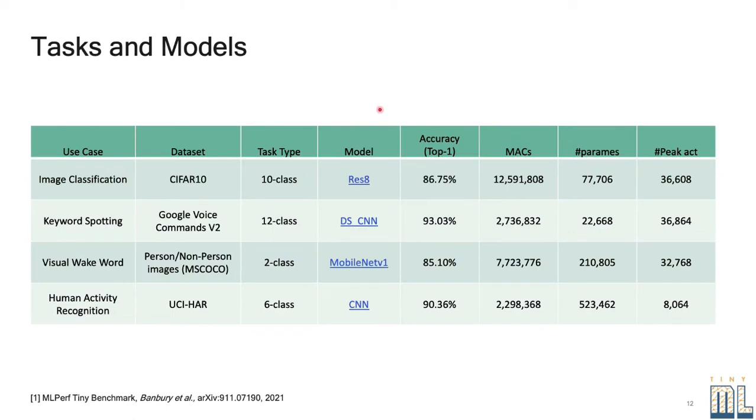We select a variety of tinyML models for different use cases to do the benchmark. They are mostly compact models performing classification tasks. We train the model based on the recommended setting to achieve comparable accuracy for each model. The top one accuracy and other statistics of the model are listed in this table.